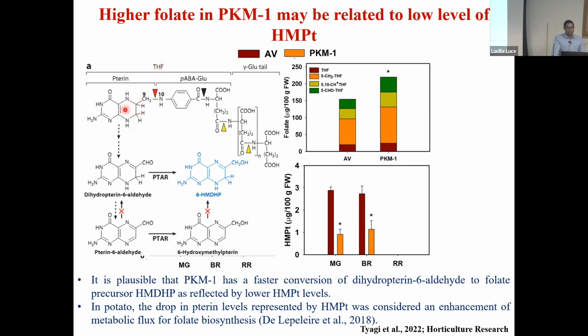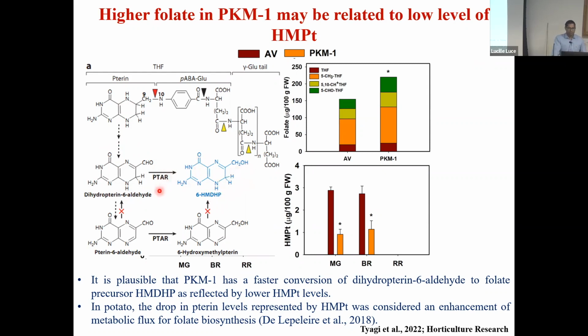So tetrahydrofolate is degraded to pterin and PABA-glutamate. So pterin, in different states, enzymatic and non-enzymatic, is converted to dihydropterin 6-aldehyde. This PTAR enzyme is very efficient. It has very high activity. It can convert this to 6-hydroxymethyldihydropterin, and it can be used in the salvage pathway.